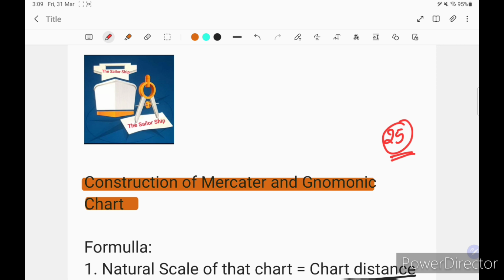Let's discuss construction of Mercator and Gnomonic charts. This is very important and it is coming in TCN Part C for 25 marks, and it's very simple. So if you solve this question, you can easily get 25 marks. Today I will discuss how to construct Mercator and Gnomonic charts.